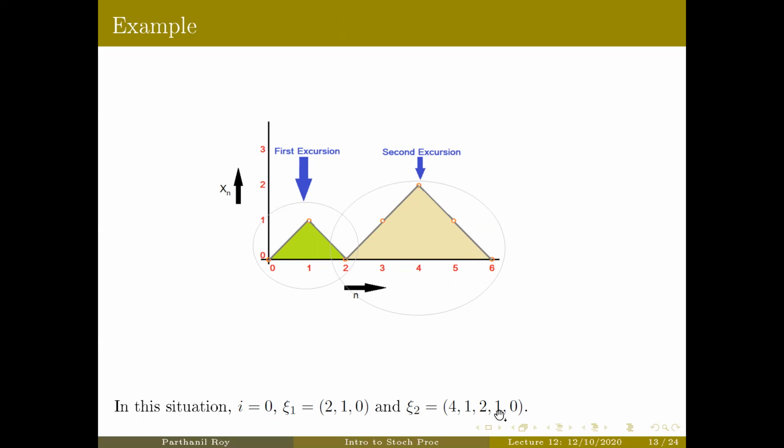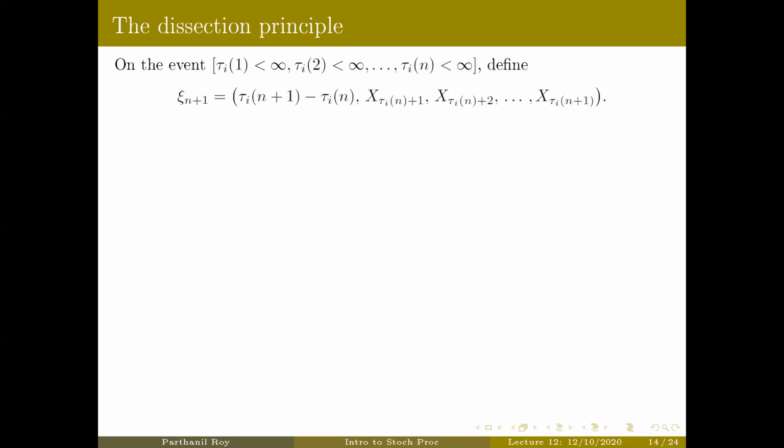So now it's clear what these random variables are. On the event that the first n return times are finite, the n plus 1th element of this sequence is just alpha n plus 1, which is the length of the n plus 1th excursion, which is also tau I n plus 1 minus tau I n, comma, the n plus 1th excursion. We will show that this sequence is IID in a suitable sense.